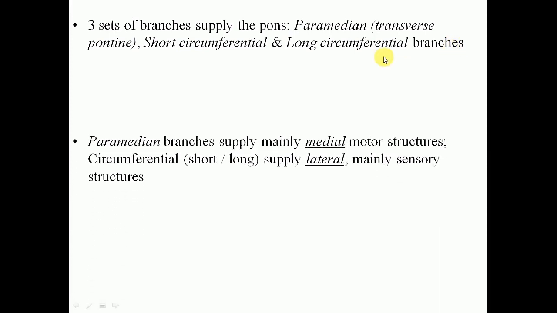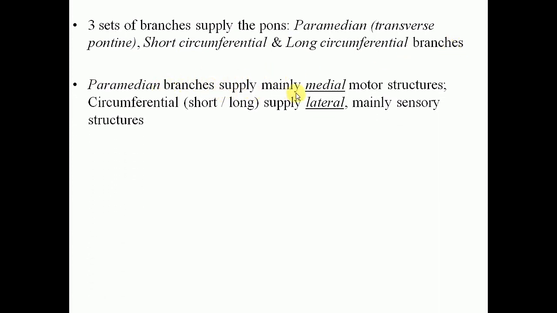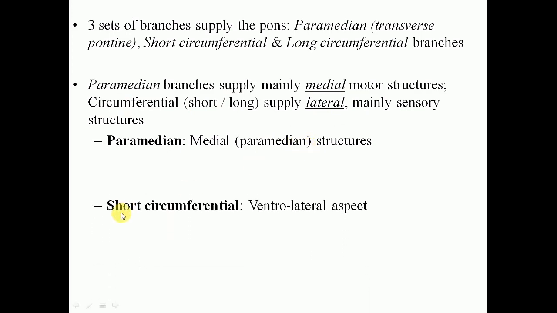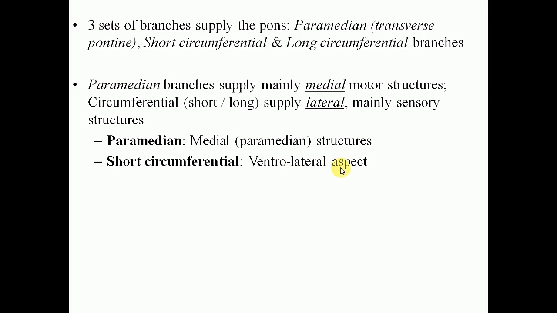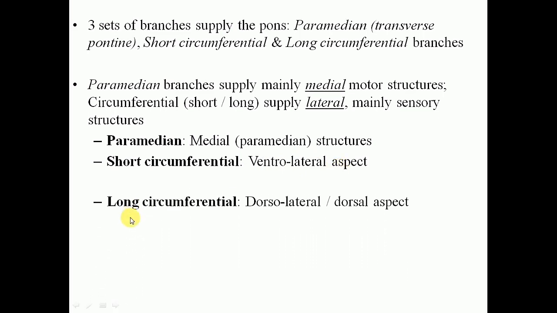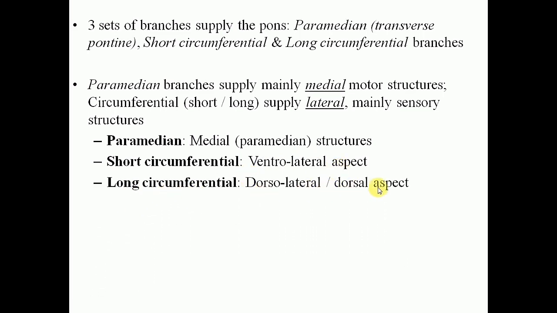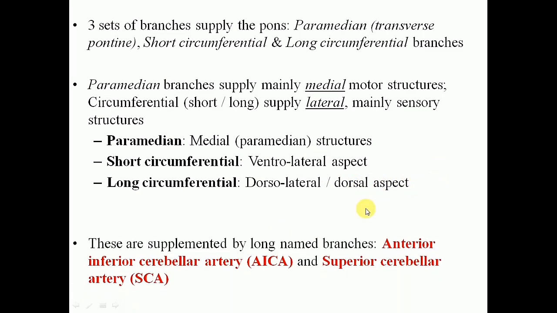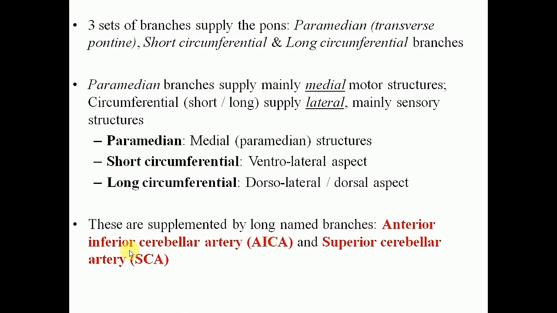The paramedian branches, transverse pontine branches, mainly supply the medial motor structures, paramedian on each side of midline, whereas the circumferential branches supply more lateral areas. So paramedian transverse pontine branches supply the medial structures, the short circumferential supply ventrolateral aspect, and the long circumferential branches supply dorsolateral or dorsal aspect, which are all branches of basilar artery. These arteries are supplemented by anterior inferior cerebellar and superior cerebellar arteries.